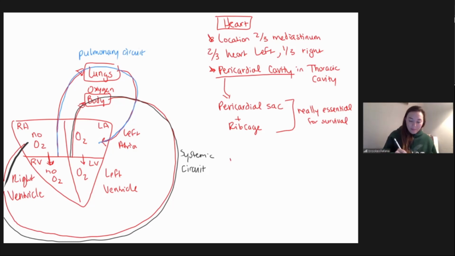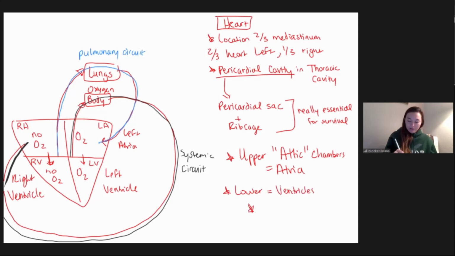All right, so our upper chambers, I really like this. I heard this recently. They are the upper attic chambers, and we call those the atria. So just think the top ones, attic or atria. The lower chambers are our ventricles. And these ones act as the pumps, and the atria act to receive blood.